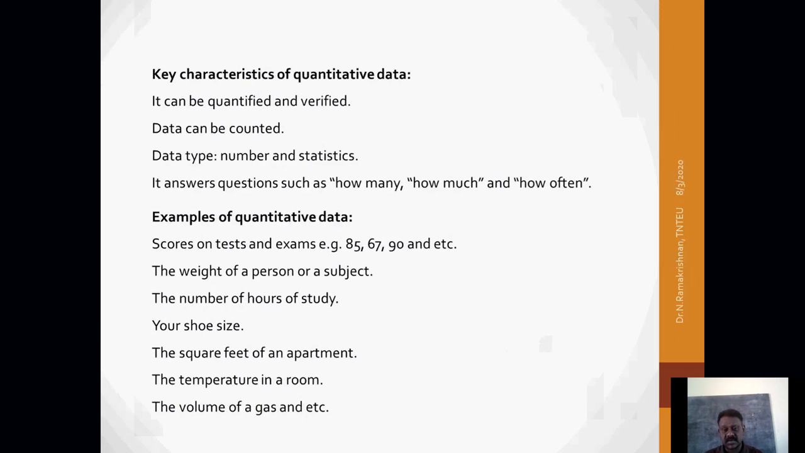Then key characteristics of quantitative data. Let me read it out. It can be quantified and verified. Data can be counted. Data type: number and statistic. It answers questions such as how many, how much, and how often. Examples of quantitative data: scores on tests and exams, for example 85, 67, 90, etc.